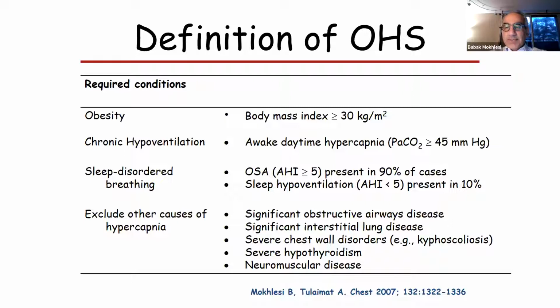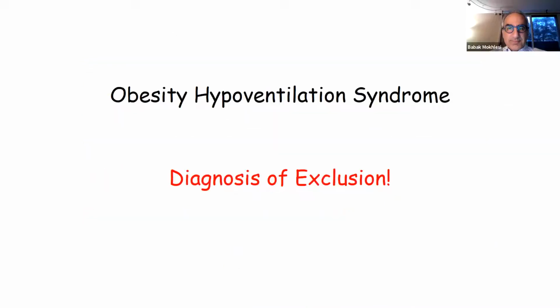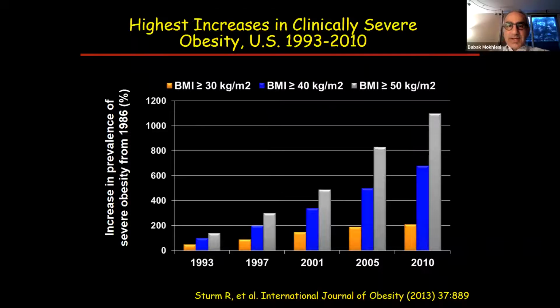So, my point of view is that you want to make sure they don't have severe COPD or severe parenchymal lung disease and those kinds of things, or severe hypothyroidism. And in terms of its prevalence, nobody knows whether the prevalence of OHS is going up or not, but one thing that we do know is the prevalence of severe obesity is going up.